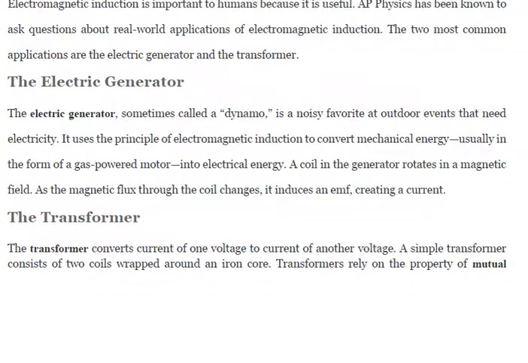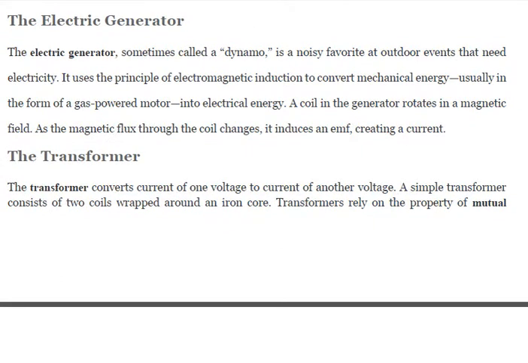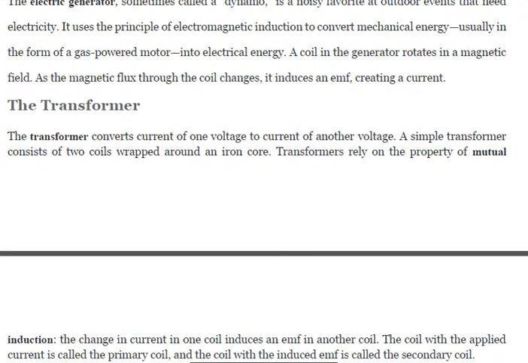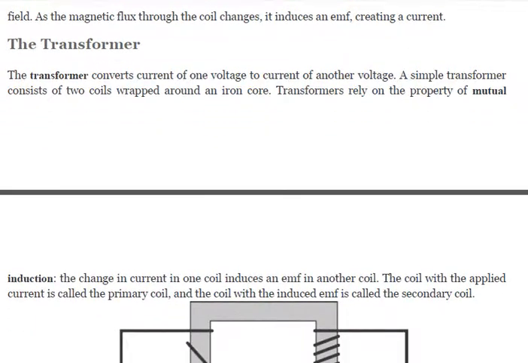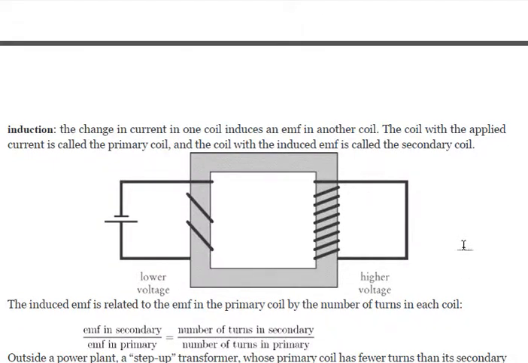Next way is the transformer. A transformer converts current of one voltage to current of another voltage. A simple transformer is just going to be two coils that are wrapped around some kind of metallic core, iron apparently. Transformers rely on the property of mutual induction. You can see the diagram here what that looks like.